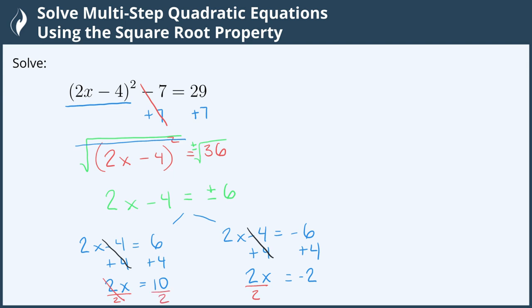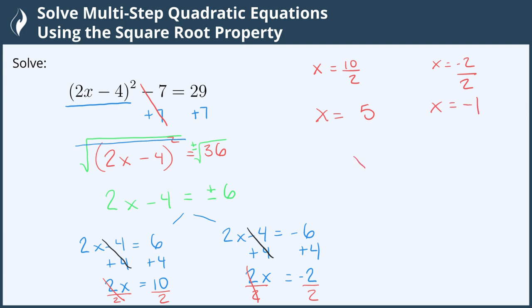And on the right side for both of these as well. On the left sides, it will cancel. And then we are left with, on the left equation, x equals 10 over 2. And on the right equation, x equals negative 2 over 2. And then we simplify those to get 10 divided by 2 is 5. And negative 2 divided by 2 is negative 1.